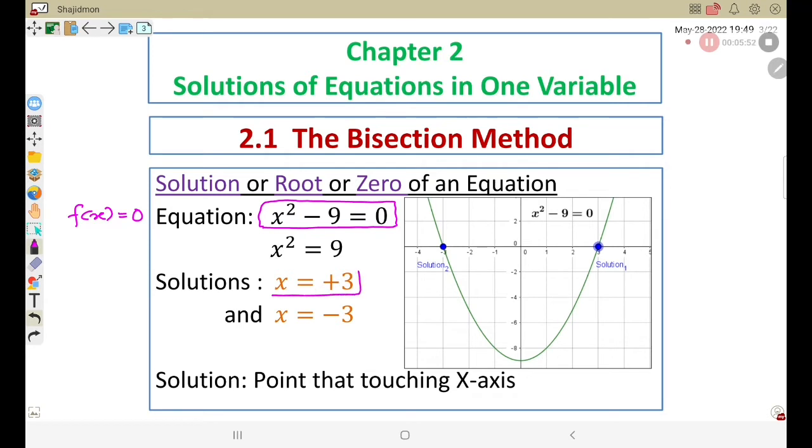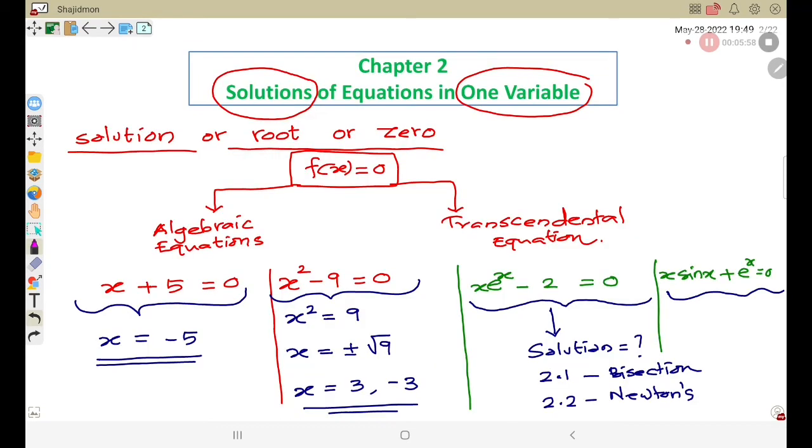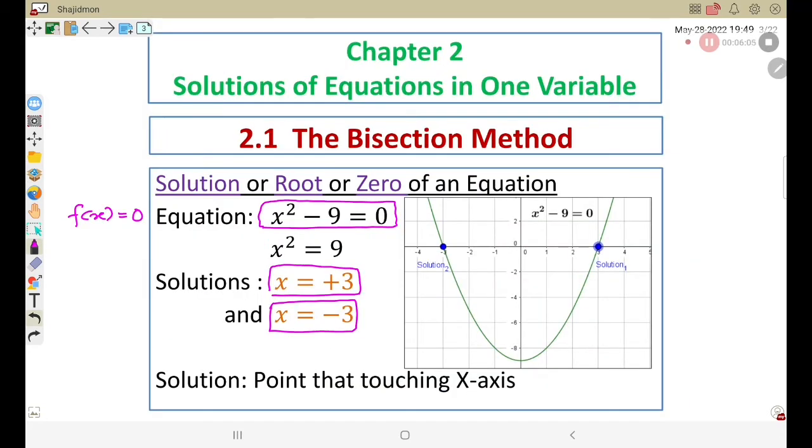So we are getting two solutions, x equal to plus 3 and x equal to minus 3, correct? We discussed this in the previous slide. Now, when we are considering the graph of this function, x power 2 minus 9, you can see this is the graph.